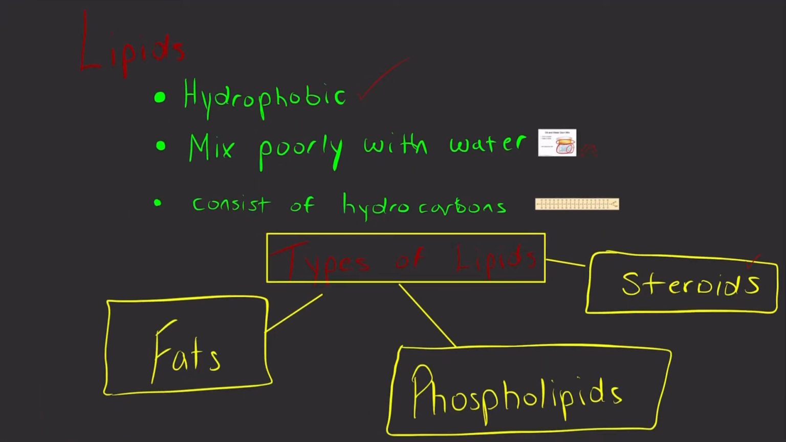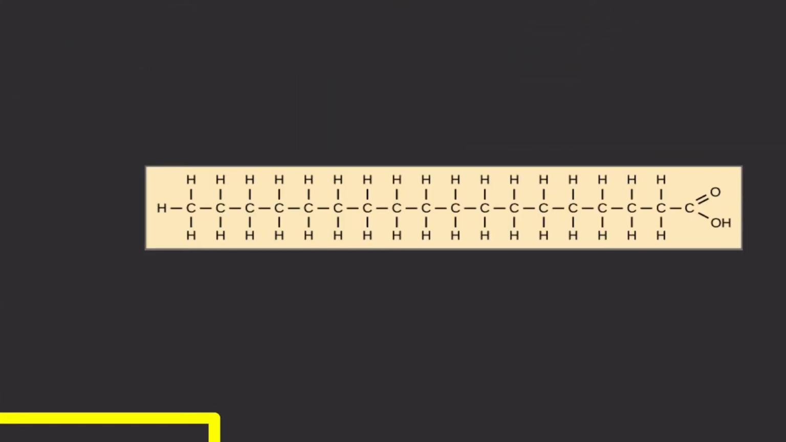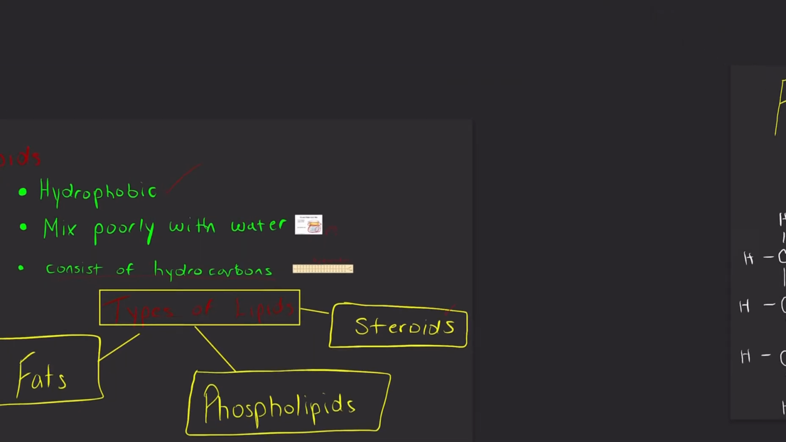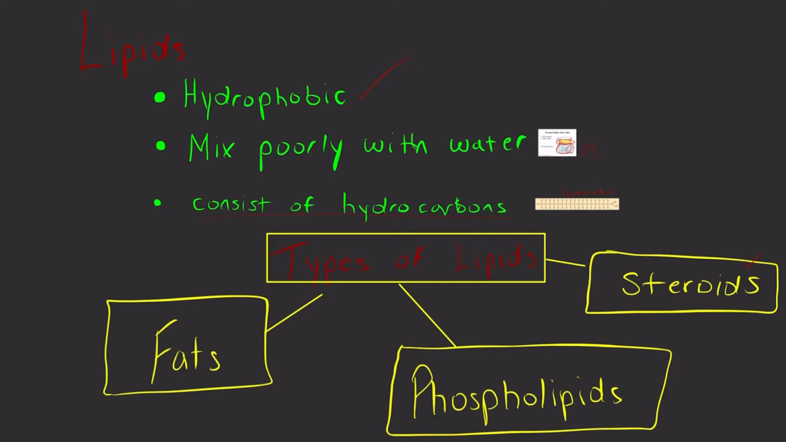Okay, now wow, would you look at that? Lipids consist of hydrocarbons. What is a hydrocarbon? It is a long chain of carbons and hydrogens together. This is called a hydrocarbon. Just think of a long chain with carbons and a whole bunch of hydrogens. This is a big characteristic of lipids, and we'll see more of this in the next slides.